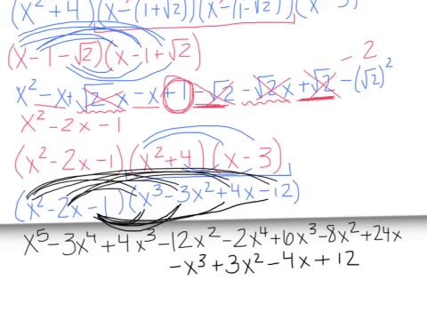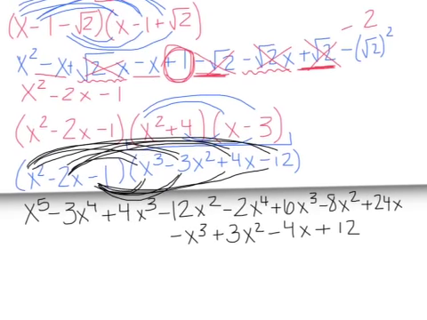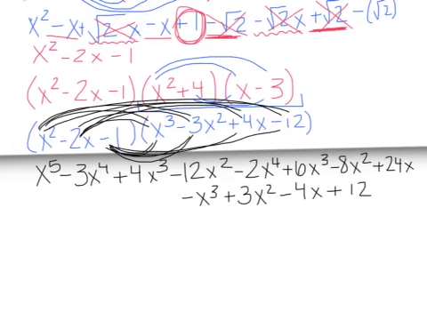Then with all of those pieces, we need to combine our like terms and we will be finished. So x to the 5th is all by itself. So we'll just put an x to the 5th. That one's done. We did that. Now we have a minus 3x to the 4th. And we have a minus 2x to the 4th. So we get a minus 5x to the 4th.